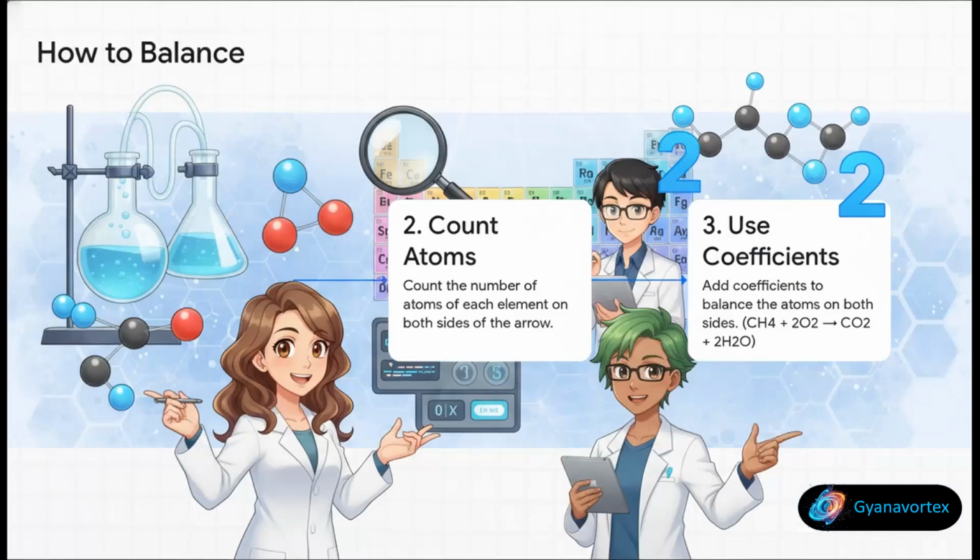So how do we actually do it? Well, it's a pretty straightforward three-step process. First, you write down your basic, unbalanced skeleton equation. Second, you do a quick inventory. Count up all the atoms of each element on both sides of the arrow. Then, third, you use big numbers out front, called coefficients, to make the counts match up. The one thing you can't do is change the small subscript numbers, because that would change what the substance is.